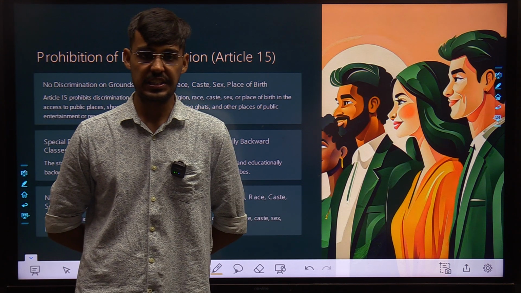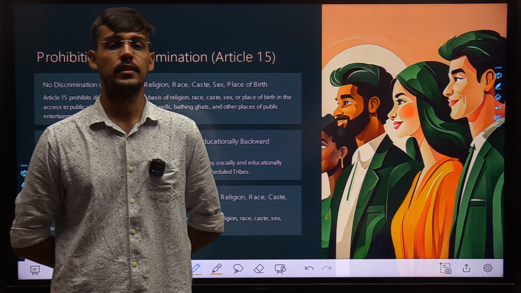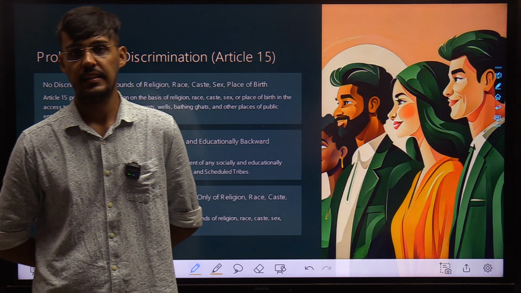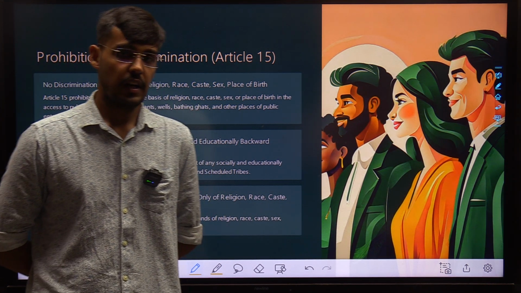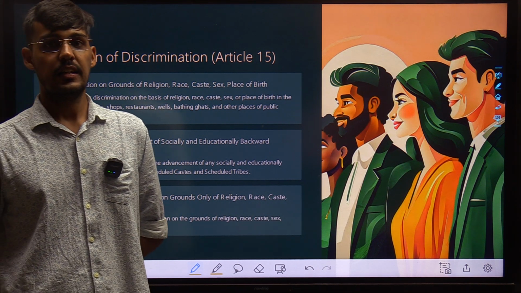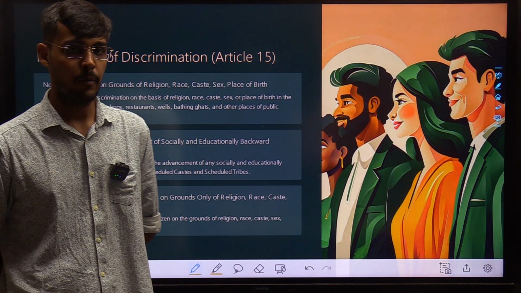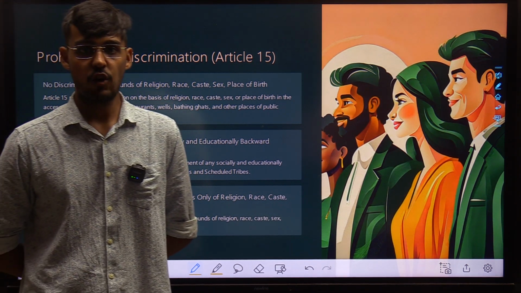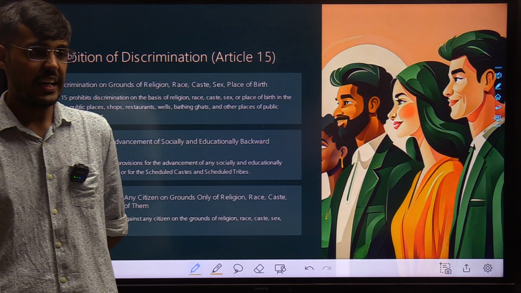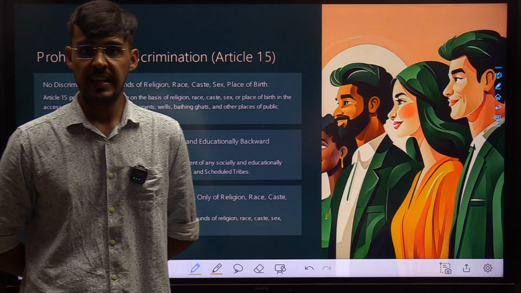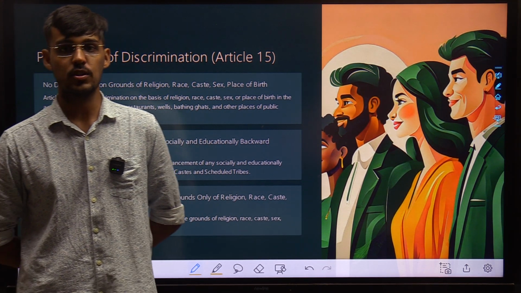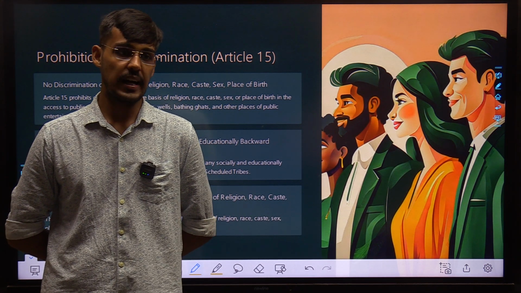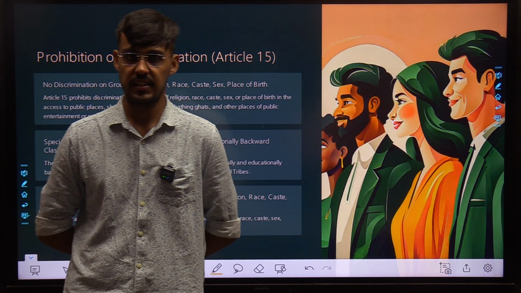There cannot be any discrimination on the basis of religion, race, caste, sex, place of birth, etc. The state cannot differentiate among these grounds. The second term which arises is the equal protection of law. But as you must have observed, there are already some sections of Indian society which are weaker sections. These are scheduled caste, scheduled tribe and other weaker sections.